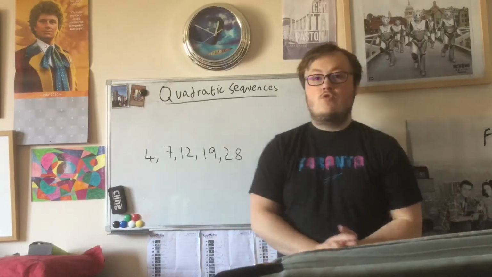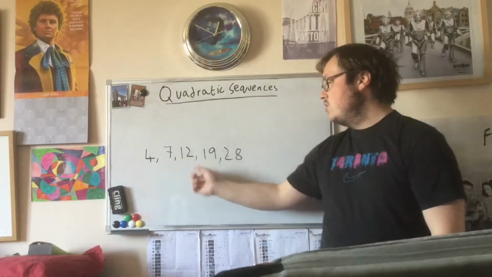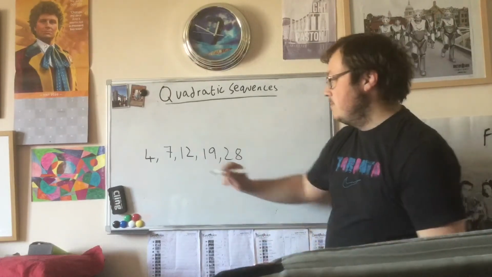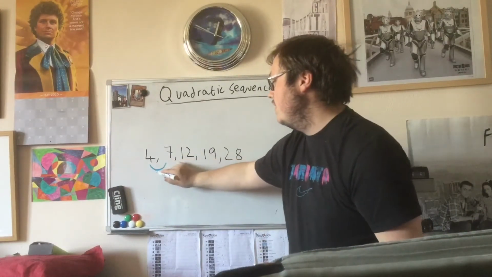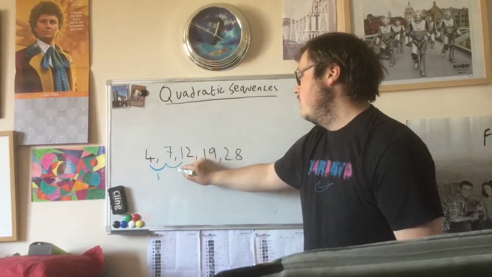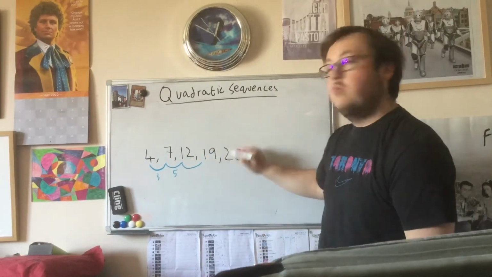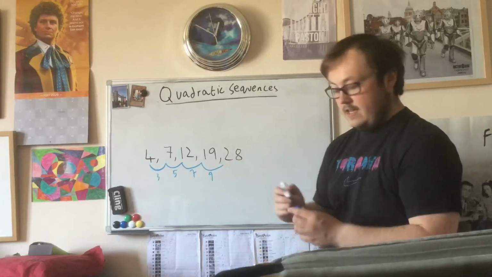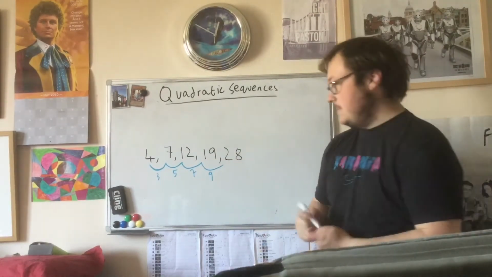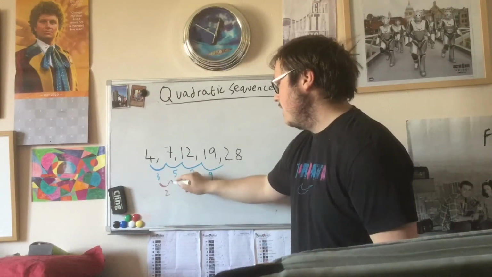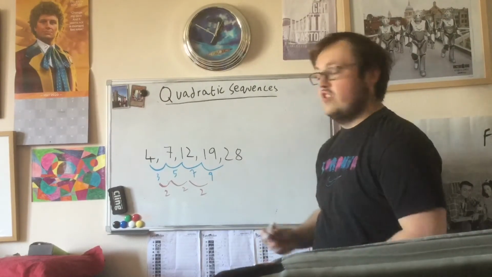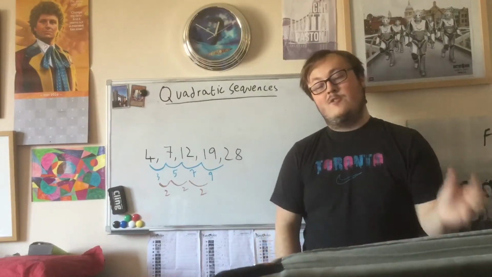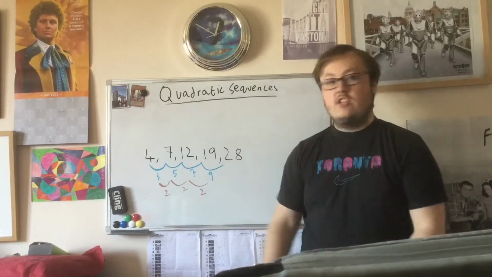So I have a quadratic sequence. 4, 7, 12, 19, 28. I know it's a quadratic sequence because the difference between 4 and 7 is 3, 7 and 12, 5, 12 and 19, 7, 19 and 28, 9, and the difference between those differences are all 2. Now that is step 1. Find the difference between those differences, which is 2.